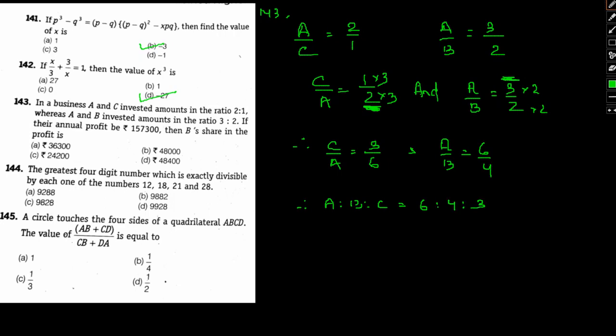Okay, so what we need to find is B's share. So B's share will be 4 by 13 into 157,300. Okay, so if we try and cancel the same, so what do we have?